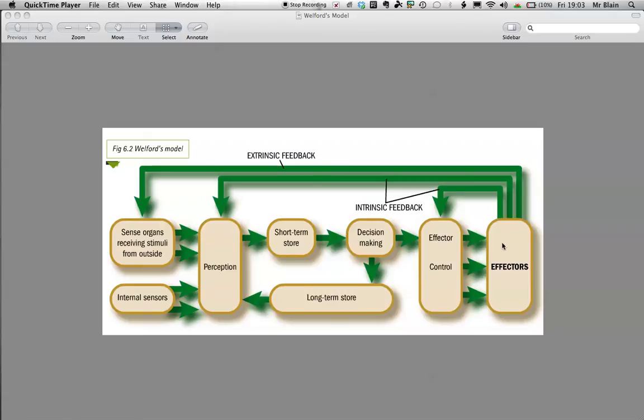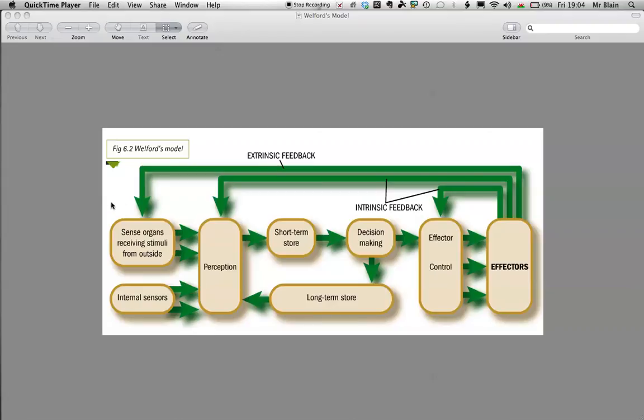Based on that, there's going to be three feedback loops, two that are intrinsic, which means that they're inside of the body, one leading back to our effector control and one leading back into the process of perception. And we've also got an extrinsic feedback loop, which is outside of the body, which leads back into our sense organs, because you will see what's happened from the movement, which will provide feedback to you via the sense organs, which then would lead back into perception process.